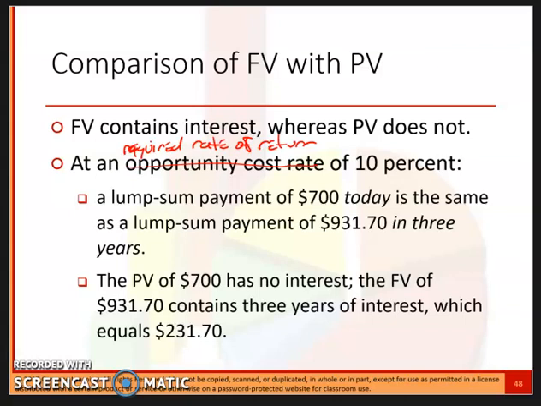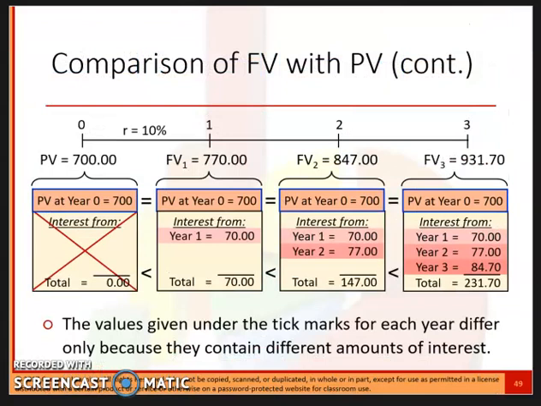So anyway, from our calculations before, a lump sum payment of $700 with this 10% required rate of return is the same as a lump sum payment of $931.70 in 3 years. $700 has no interest. The future value of $931.70 contains 3 years of interest, which is $231.70. The next slide shows you what that looks like.